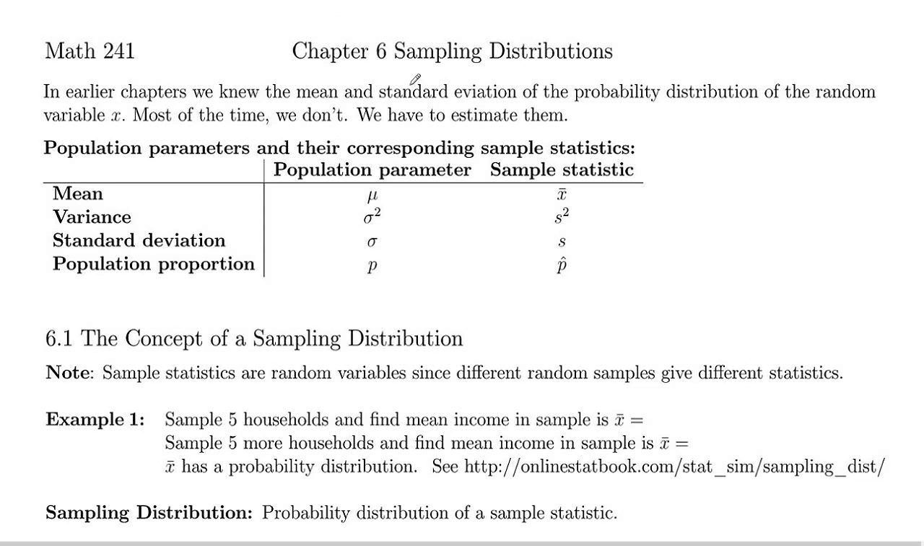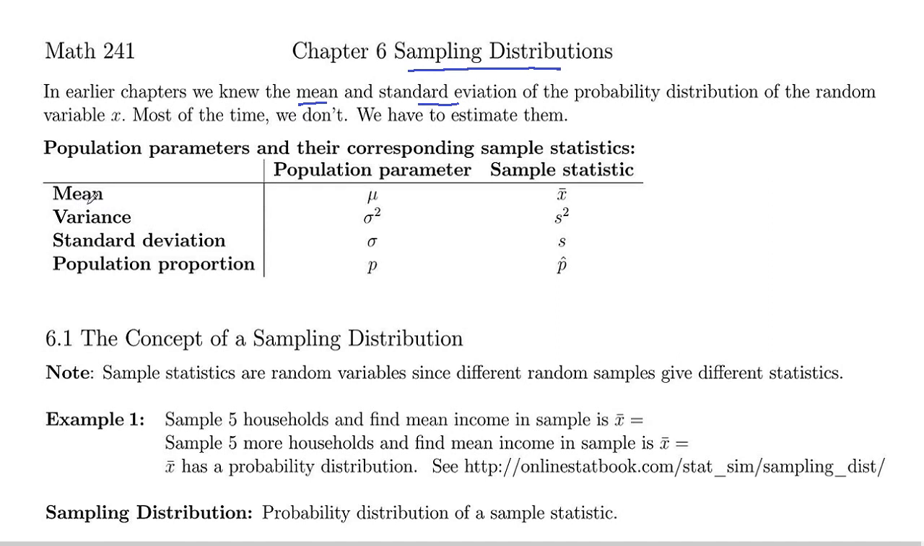In Chapter 6, we're going to consider the idea of a sampling distribution. So far in earlier chapters, when we were considering distributions, we knew the mean and the standard deviation for whatever random variable we were considering. Most of the time, though, we don't. We have to estimate them.